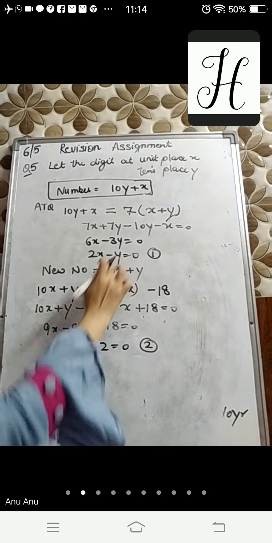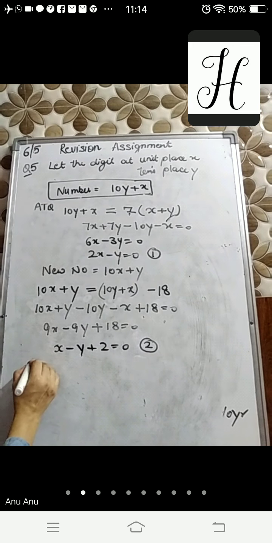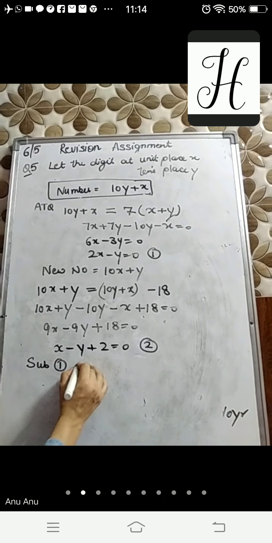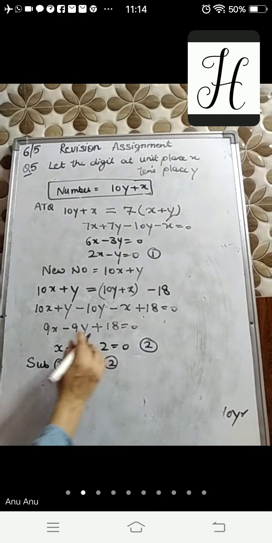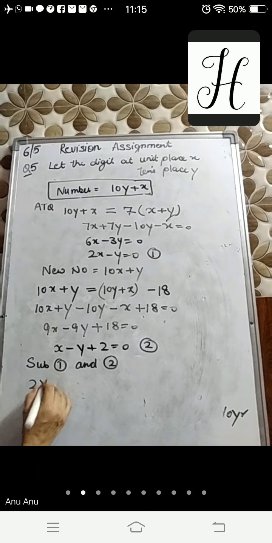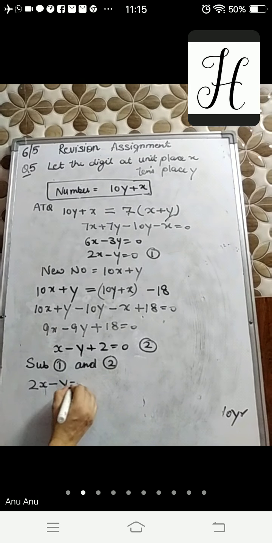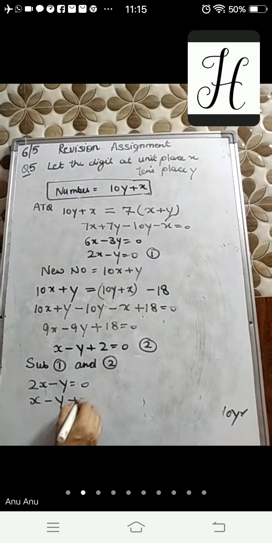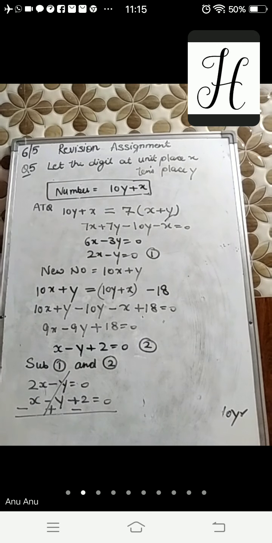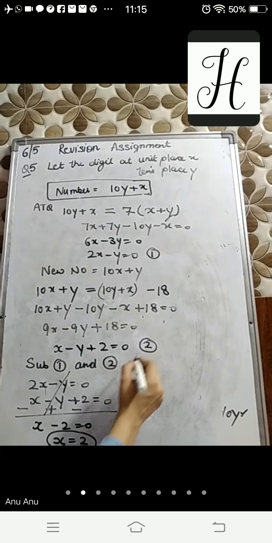What you will do? Minus y, they have same sign. So subtract 1 and 2. तभी कैंसिल होंगे ना जब साइन एक का चेंज हो जाएगा. सबट्रैक्ट कर दो, सॉरी 2x माइनस वाई इक्वल टू 0, x माइनस वाई प्लस 2 इक्वल टू 0. साइन चेंज, this will cancel out. 2x minus x will give you x minus 2 equal to 0. x is equal to 2. x2 आ गया आपके.